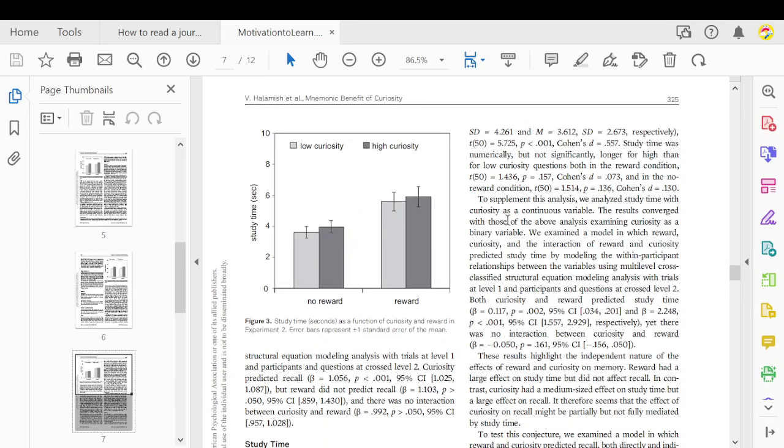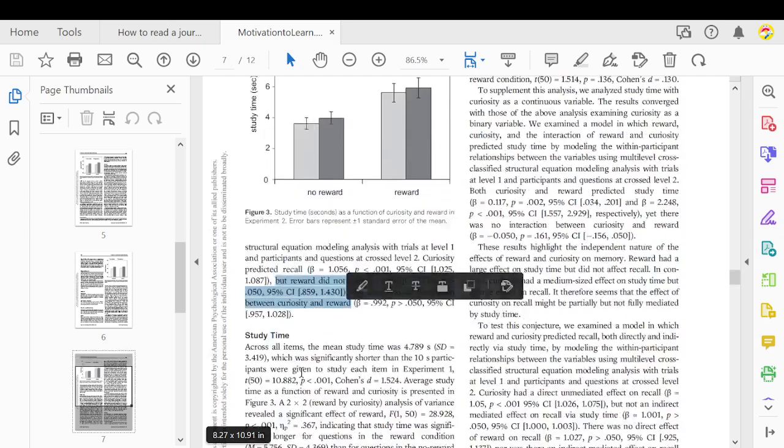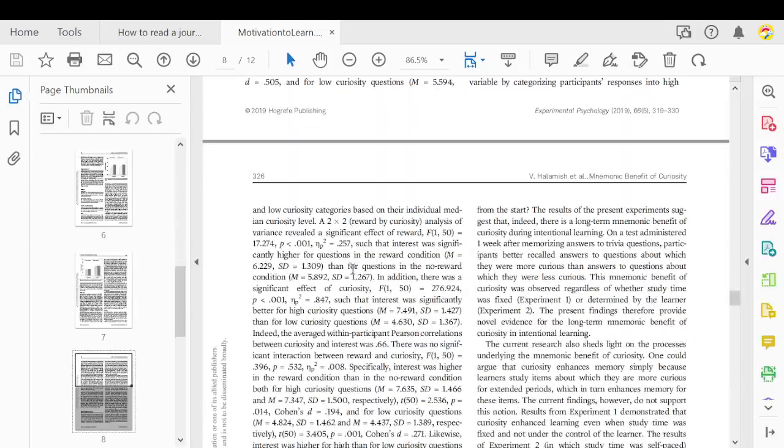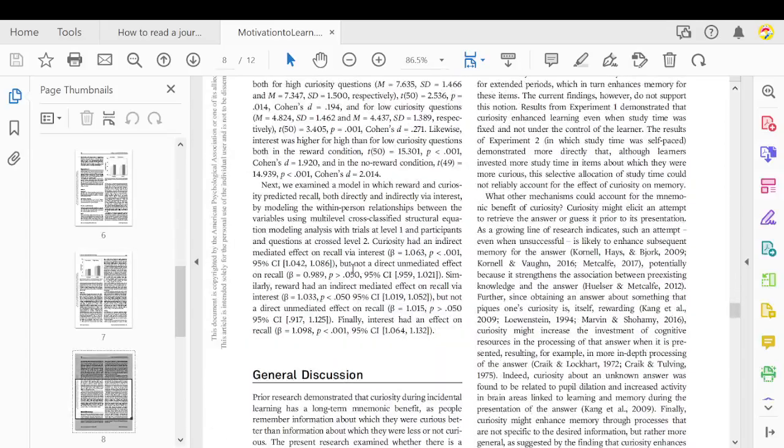Recall. Reward did not predict recall, and there was no interaction between curiosity and recall, just like I thought. So I can find that specific information if I really want to seek it out. The next place that you're going to look, once you feel like you've read and understood the figures really well and what they're trying to communicate, move on to the general discussion.